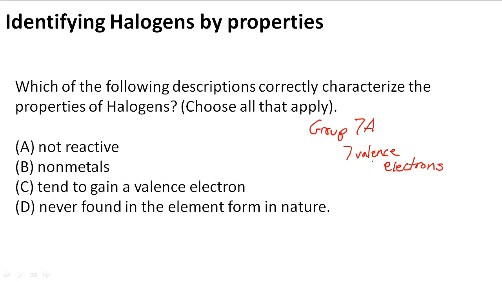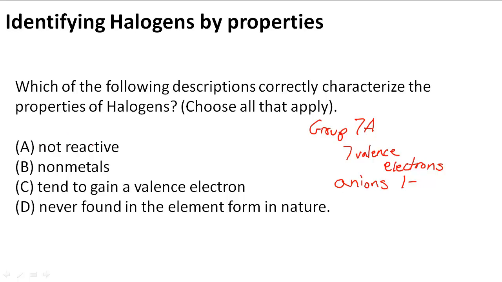So we have 7 valence electrons, and it usually forms anions of 1 negative. So it usually wants to gain 1 more valence electron, so it's going to react to do that. So with that knowledge, let's go back and see which of these properties is actually the answer to this problem.